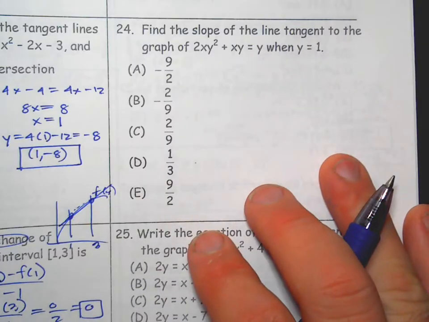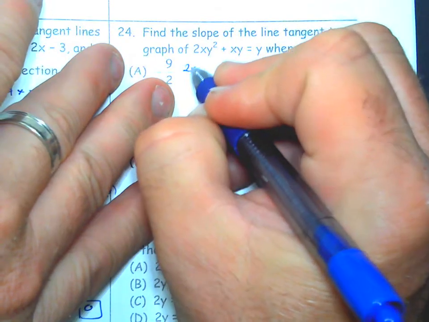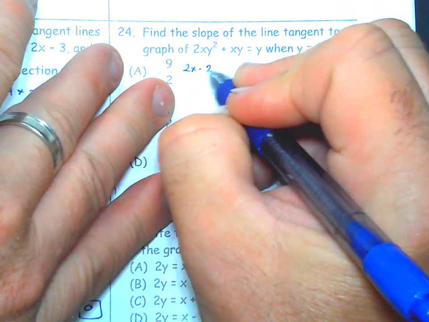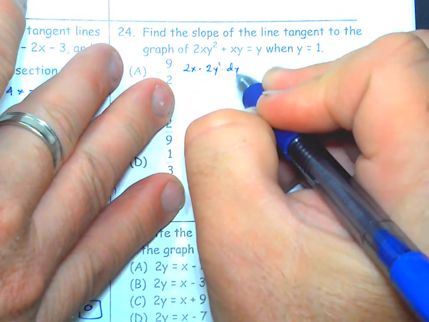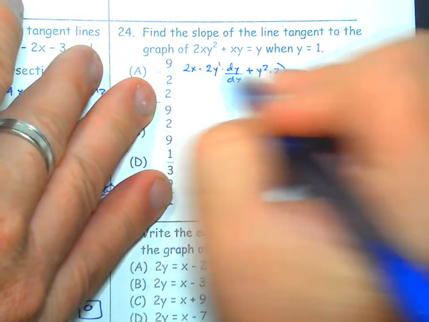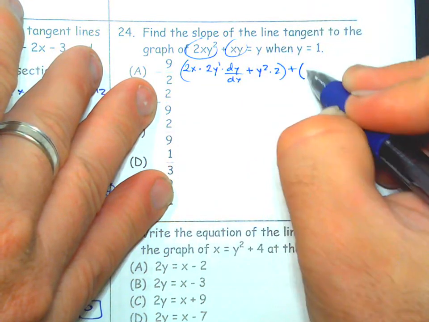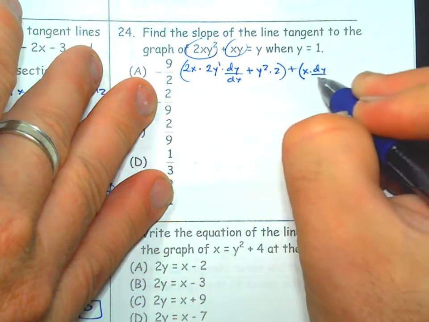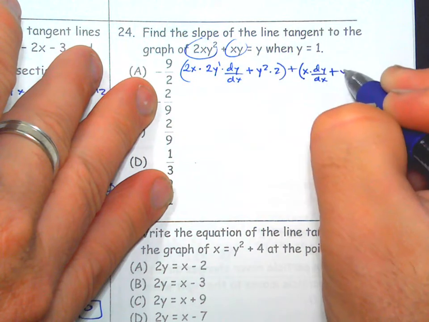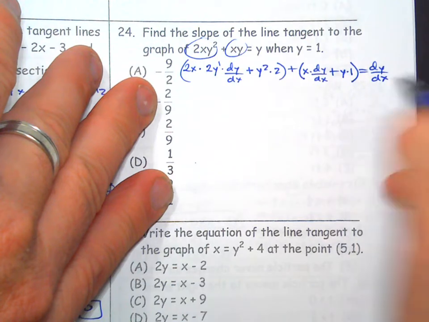24, find the slope of the tangent line to this graph. So we're going to do implicit differentiation. 2x times the derivative of y squared is going to be 2y to the first, dy dx, plus y squared times the derivative of 2x, which is 2. So that's that first product rule, plus another product rule. x times the derivative of y is dy dx, plus y times the derivative of x is 1, equals another dy dx on the right side.